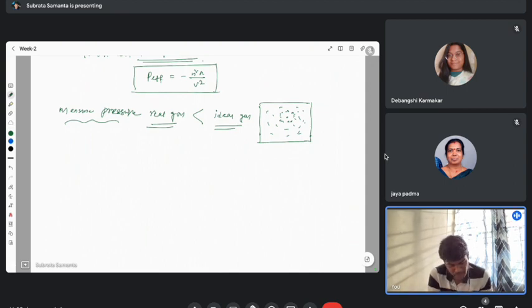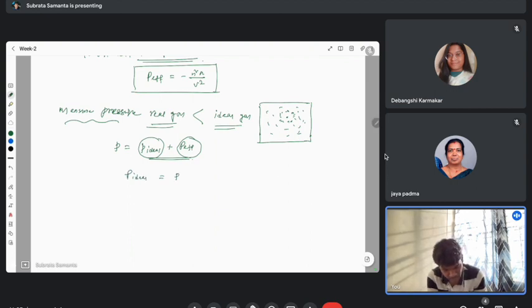If the measured pressure of the real gas is lower than the ideal gas, then the measured pressure P is P ideal plus P effective. Due to this effective pressure, the measured pressure, that is, the experimentally measured pressure, is reduced. So P ideal is actually P plus n squared a by V squared.